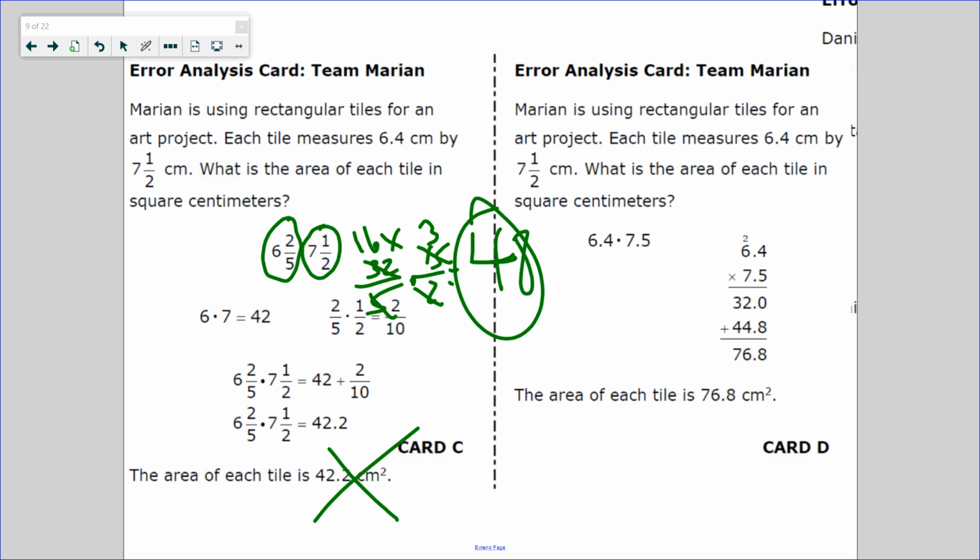So that's wrong. The reason why this is wrong is they did not turn this mixed number into an improper fraction of 32 fifths times 15 halves. You cannot just multiply whole numbers and multiply two fractions. That is not correct. And then last but not least, what is wrong with this problem?